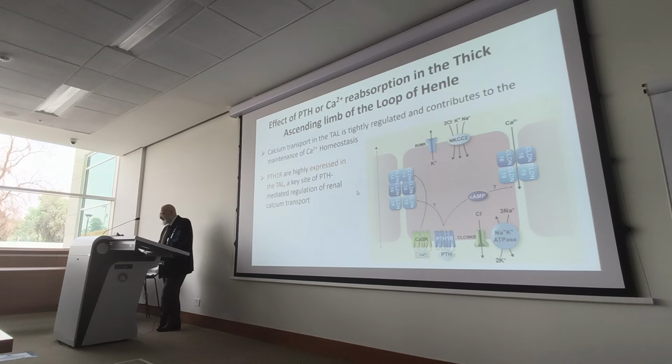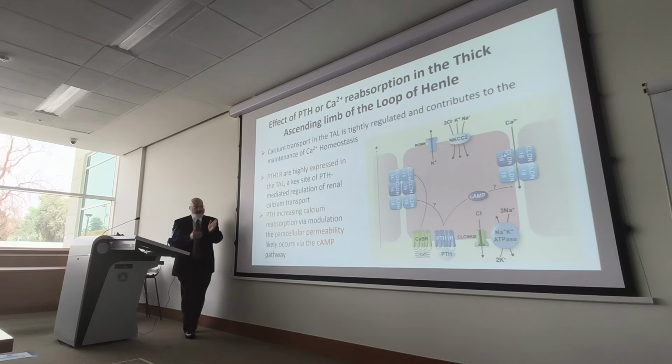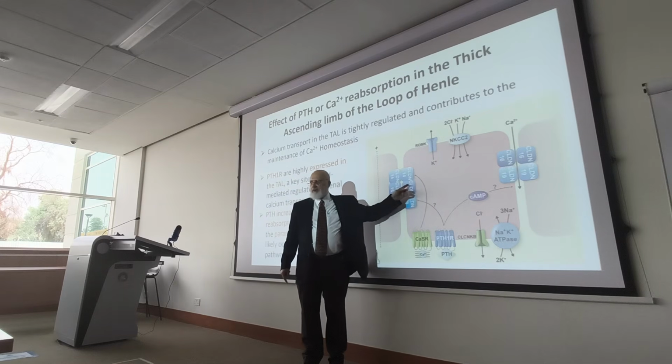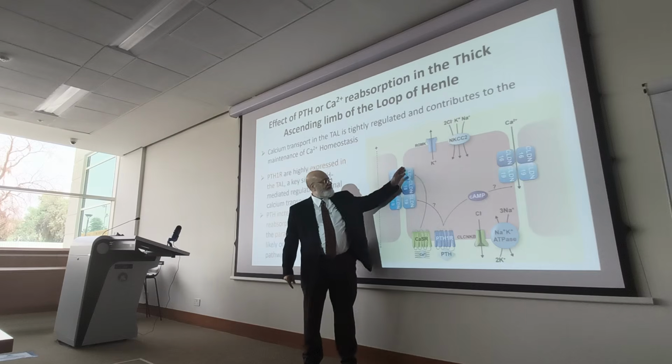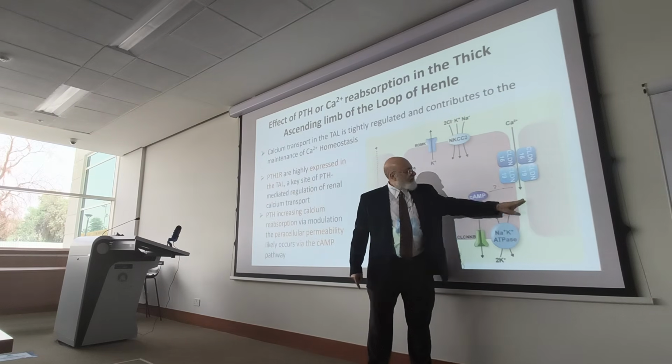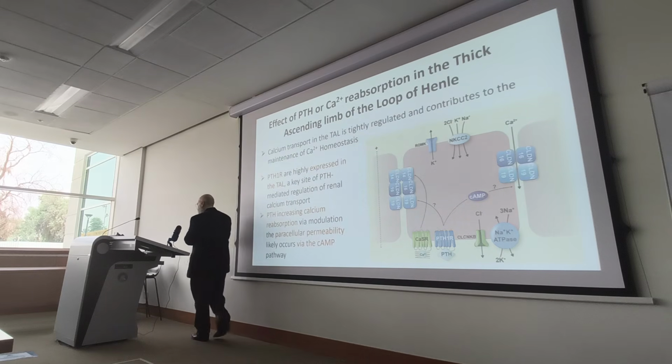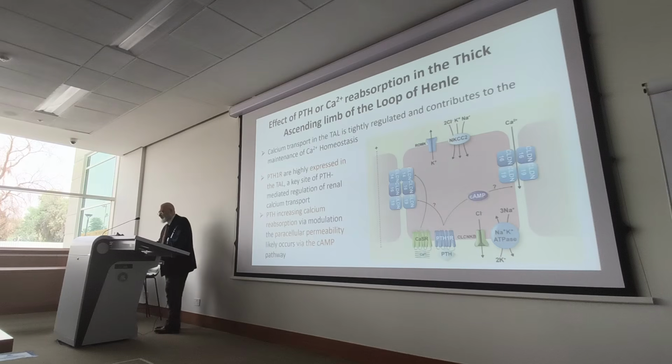So the PTH is expressed in this ascending loop of Henle, and when it goes through this mechanism, this particular part of the kidney actually increases what we call the paracellular permeability. Calcium will go between the epithelial cells. We said before there are tight junctions between epithelial cells, but in certain conditions we can let them loosen a little bit. So the calcium is not going to go through the cell, but rather through the places between the cells. So it's called the paracellular pathway. So the calcium will be absorbed through the paracellular pathway in the thick ascending limb of loop of Henle.